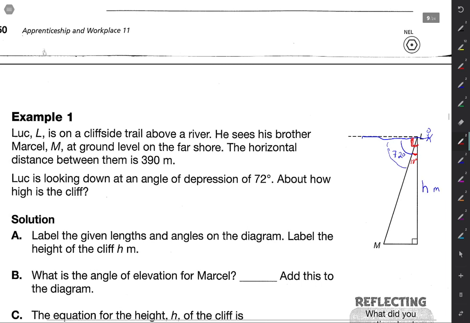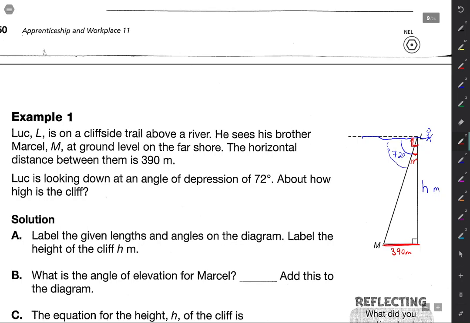And then finally, what other number could we put on here? It says the horizontal distance between them is 390 meters. So 390 can go down at the bottom because that's the horizontal distance. That's the exact horizontal line. So they want us to solve for the height of the cliff.